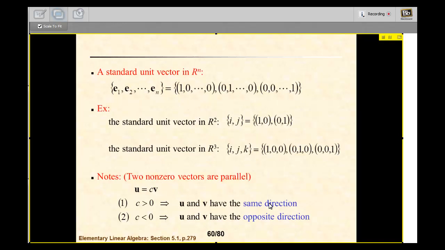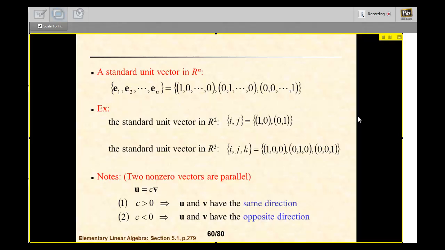Now again, as I told you, the standard unit vectors in the figure, as I showed you, e1, e2, up to en are called standard unit vectors. That is, if it is equal to (1, 0), (0, 1), then it means it is a standard unit vector. In 2 dimensions we can write it here, and in 3 dimensions we can write it here.